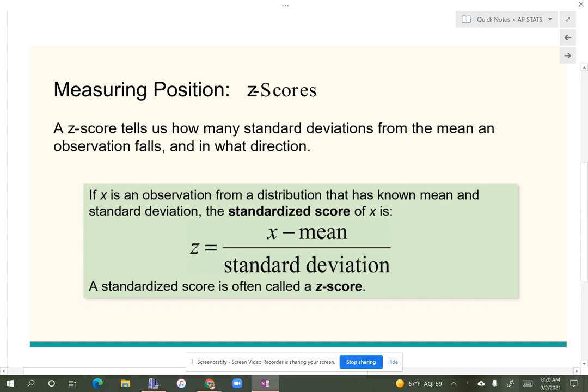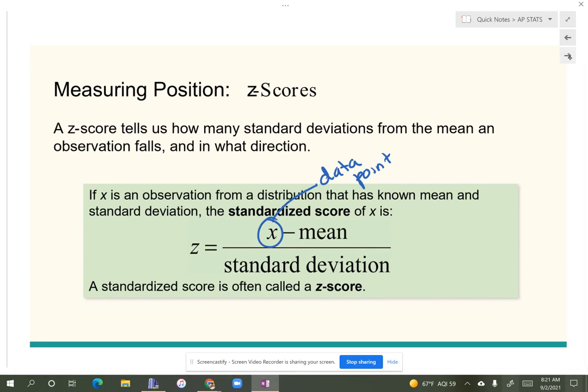It says z, or the standardized score, is x minus the mean, with x being what you're trying to describe the location of. Okay, so that's the data point, the exact value you're looking for. We subtract the mean and then divide by the standard deviation. And if that's negative, that means that it's to the left of the mean, that many standard deviations to the left. And if it's positive, it's that many standard deviations to the right.